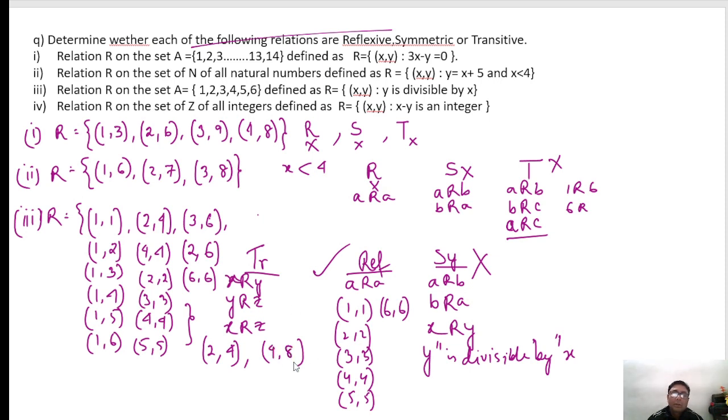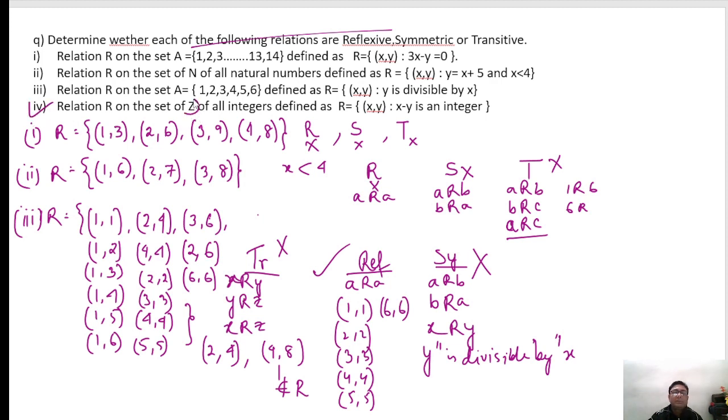4 8. 8 divisible by 4. 4 divisible by 2, 8 divisible by 4. But 8 divisible by 4 does not belong to the R. That means it is not transitive also. It is not transitive. Clear? Next one.